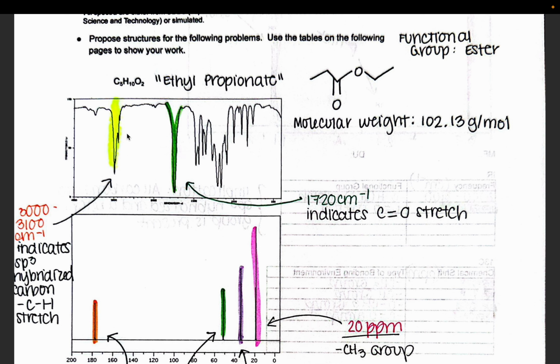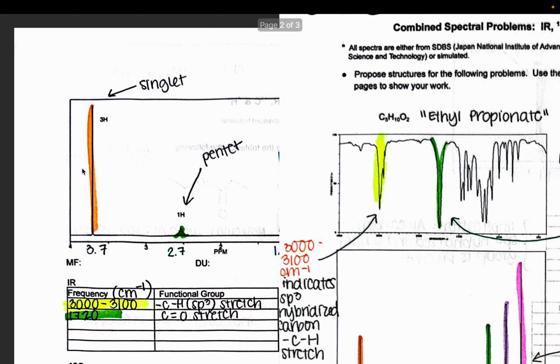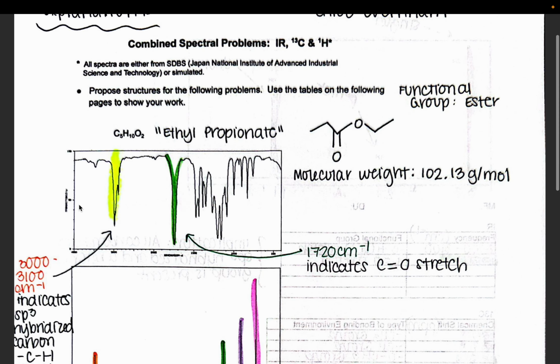And off the bat, we can see that we have two peaks, right? Our indicators here, we have 3,000 to 3,100 centimeters. So we have one there, and it looks like there's two peaks there. And then we go to our next main peak. This looks like just a singlet.